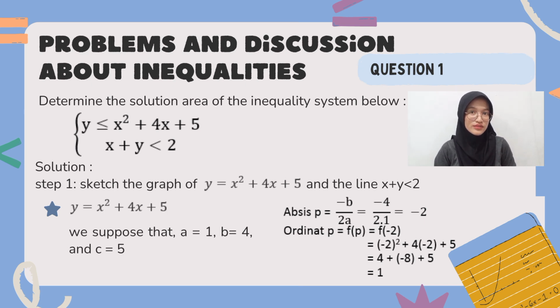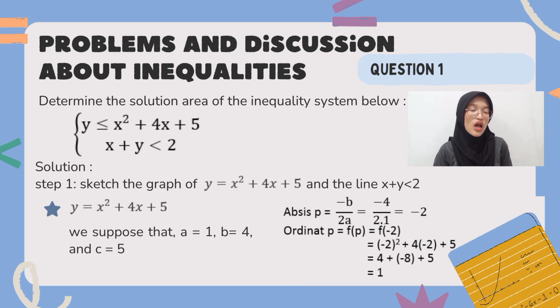Question 1. Determine the solution area of the inequality system below. y less than or equal to x squared plus 4x plus 5, and x plus y less than 2. So, the solution, step 1: sketch the graph of y equals x squared plus 4x plus 5 and the line x plus y less than 2.